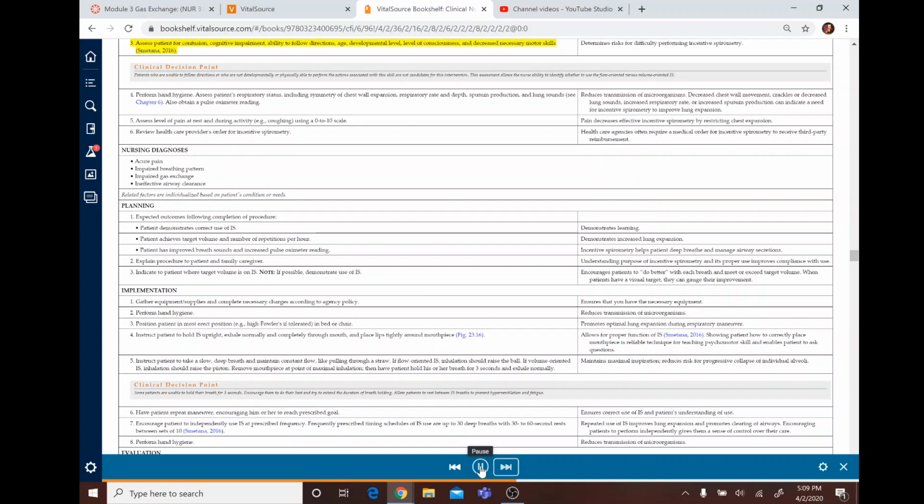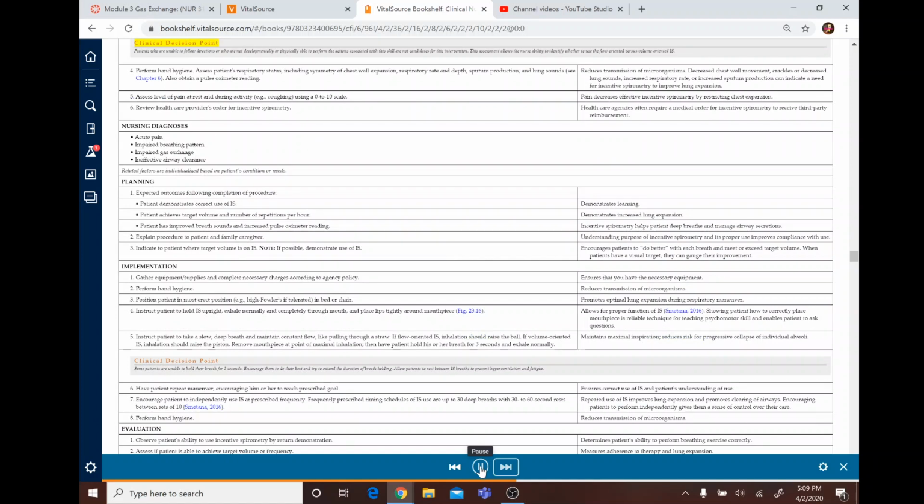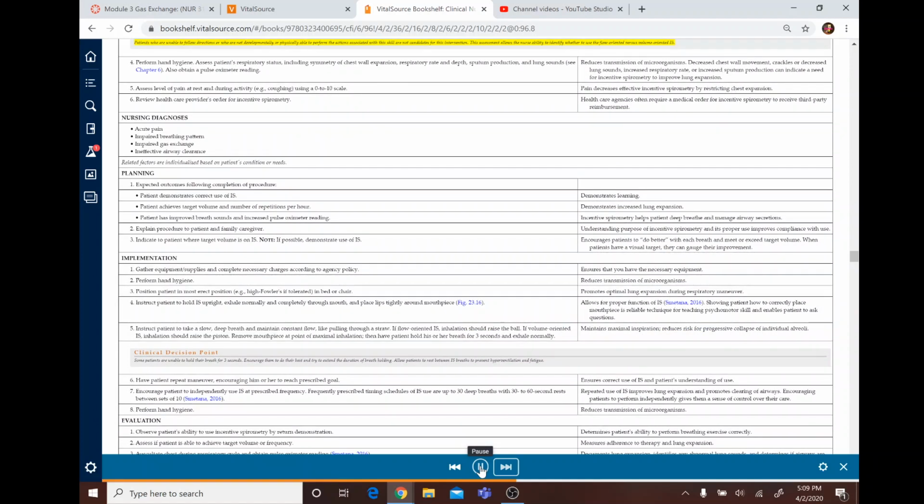3. Assess patient for confusion, cognitive impairment, ability to follow directions, age, developmental level, level of consciousness, and decreased necessary motor skills, Smetana, 2016. Determines risks for difficulty performing incentive spirometry. Clinical decision point. Patients who are unable to follow directions or who are not developmentally or physically able to perform the actions associated with this skill are not candidates for this intervention. This assessment allows the nurse to identify whether to use the flow-oriented versus volume-oriented IS.